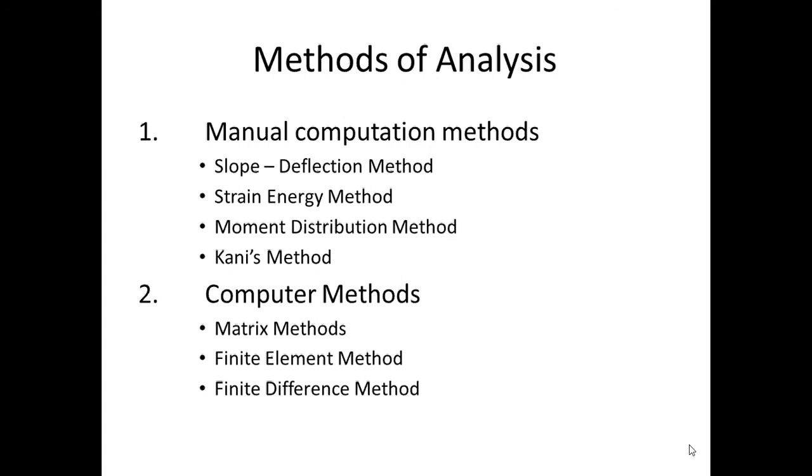There are two methods of analysis: manual computation method and computer method. In manual, there are the slope deflection method, strain energy method, the most famous moment distribution method, and the Kani method. In computerized methods, matrix methods, that is the stiffness matrix method and flexibility matrix methods, have been used. Next, finite element method and finite difference methods. These methods are used in computerized analysis. Now many softwares are based only upon these methods.